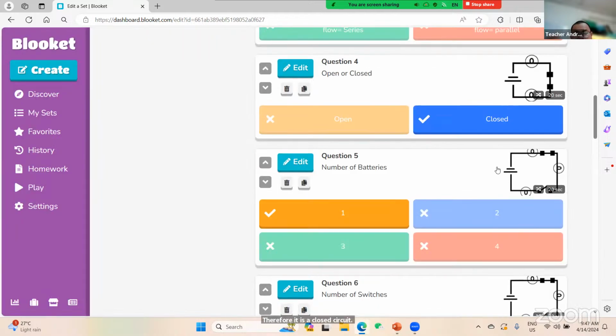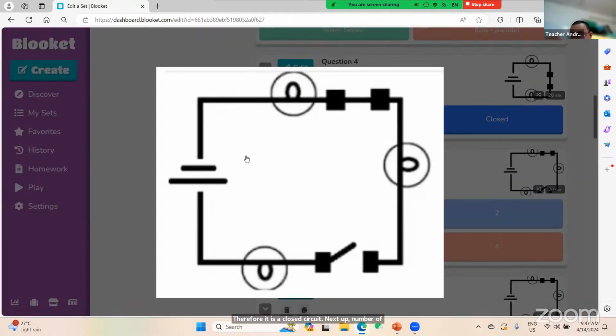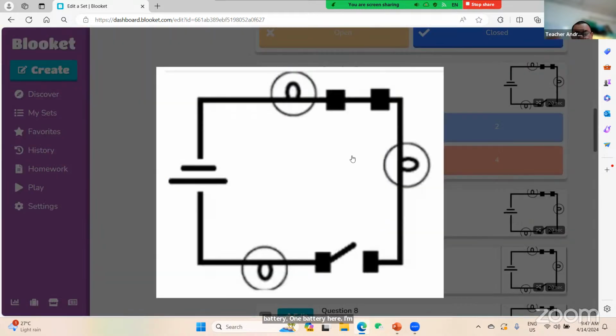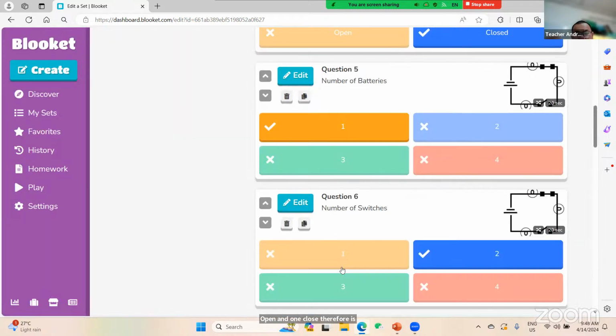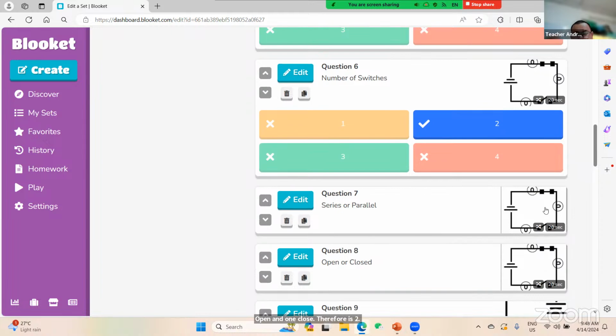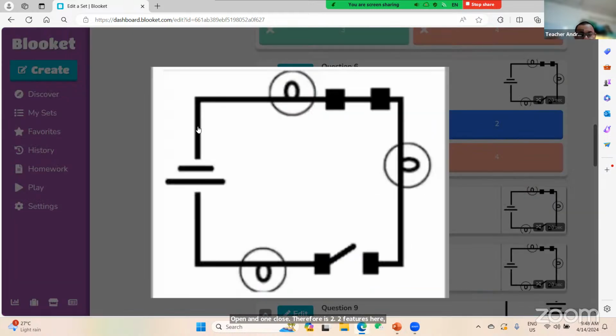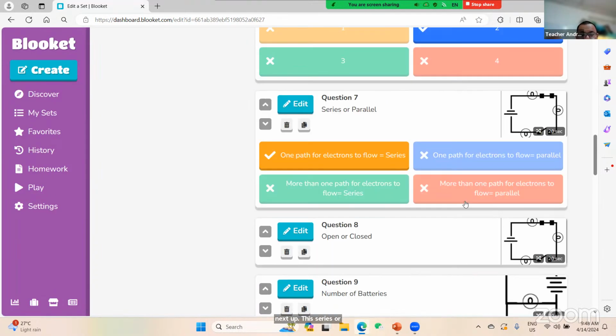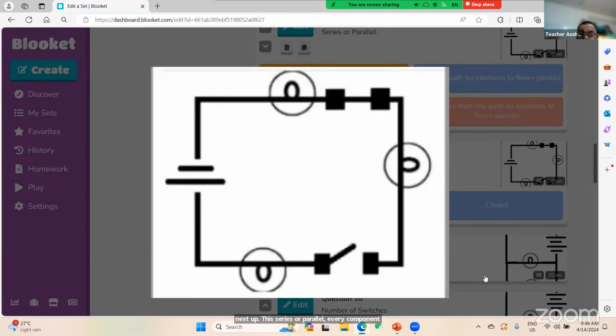Next up, number of batteries, one battery here. Number of switches, there are two switches here, one open and one closed. Next up, is this series or parallel? Every component is joined under one path, so therefore this is series. Next up, is it open or closed? Even though this switch is closed, there is an open switch here. As long as there's a gap in any part of the path, it's an open circuit.